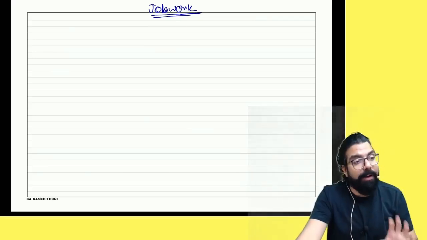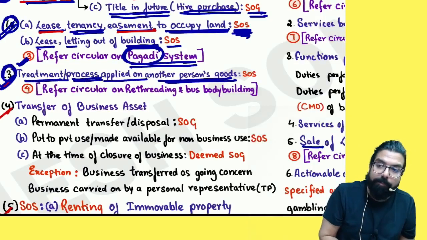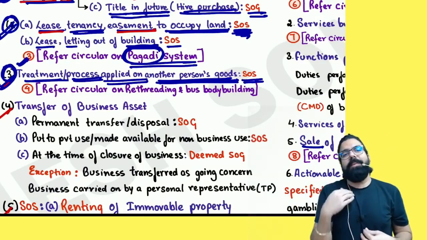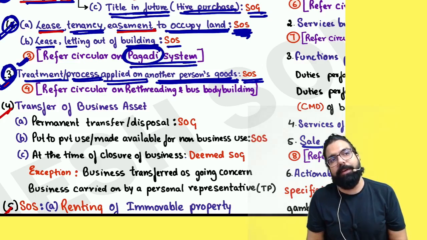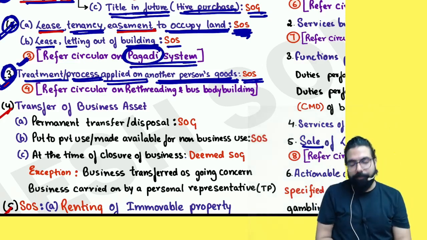So they clarified, Ramesh, listen, whenever any treatment or process is applied on another person's good, it is always supply of service. So what Swarup has done for me is supply of goods or supply of service? Supply of service. So I'll ask you one more thing.